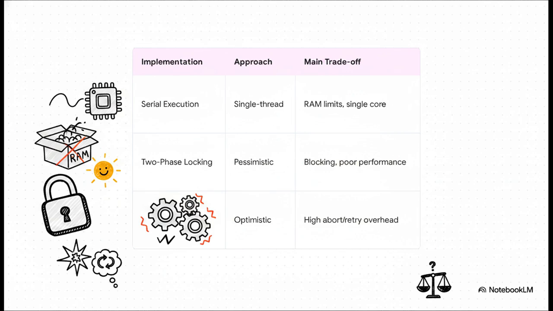Second, two-phase locking. This is your battle-tested pessimistic approach. It absolutely keeps your data safe, but you pay a massive cost in query latency, blocking, and dealing with deadlocks. And third, serializable snapshot isolation, the modern optimistic alternative. It avoids blocking entirely, but if your system has a high rate of read-write conflicts, your application is going to spend a ton of CPU cycles constantly aborting and retrying transactions.